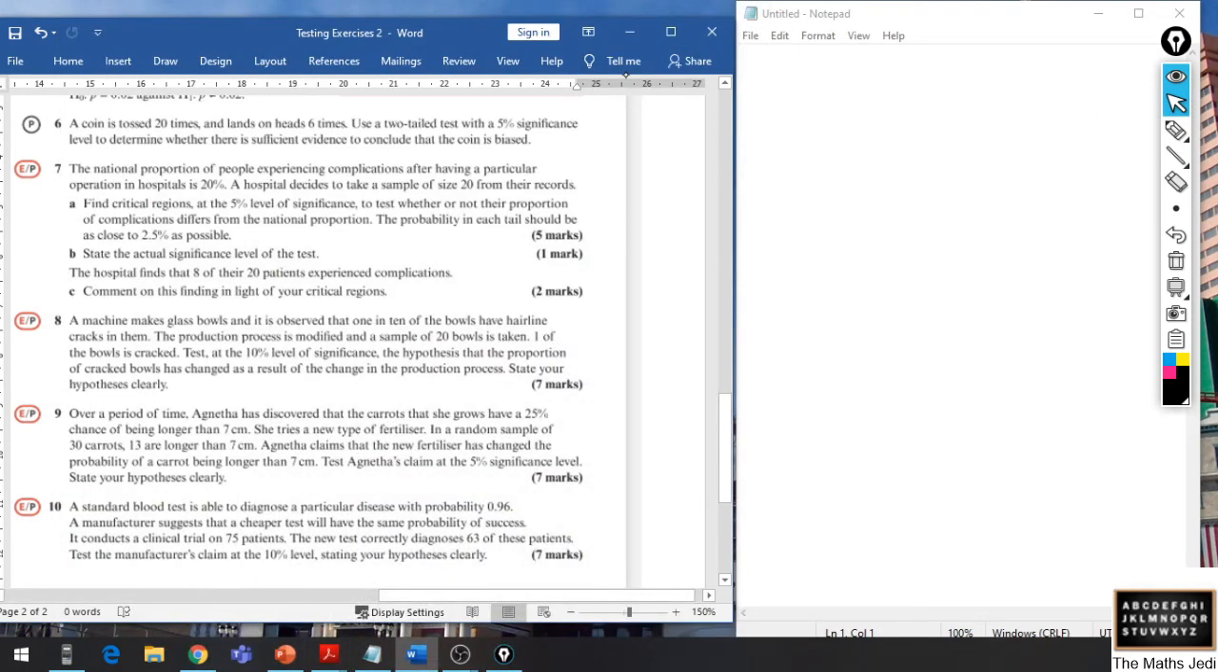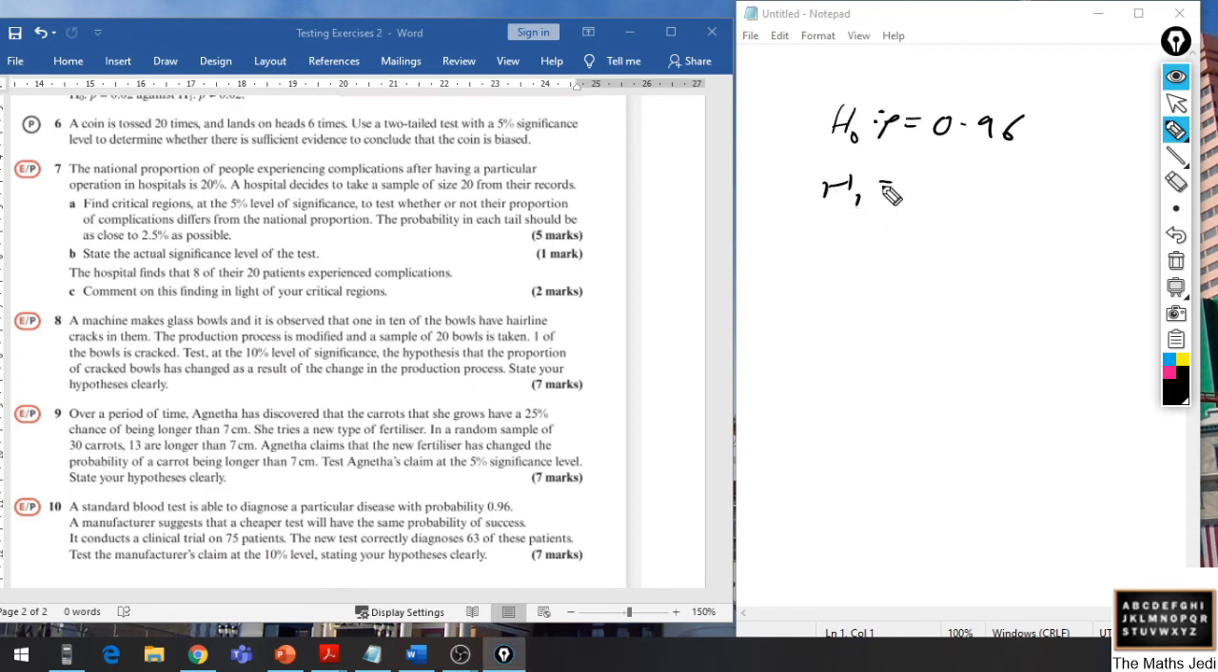One more question to do, and that's question 10. So this is asking about a standard blood test able to diagnose a particular disease, probability 0.96. So we're going to be talking about whether that's changed. So my proportion will be 0.96, or whether it will be not 0.96. So again, looking at a two-tailed test. We're being asked to test it against 75 patients.